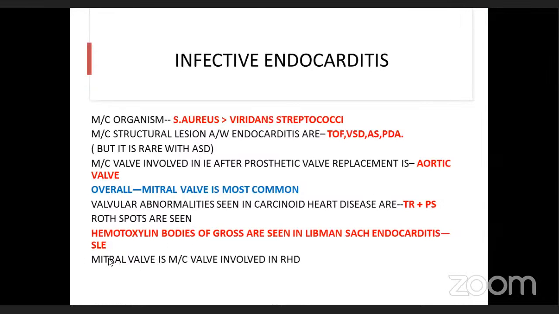And the mitral valve is the most common valve involved in rheumatic heart disease also. I mentioned in the previous one, in rheumatic heart disease, the mitral valve is involved. So you have a Carey Coombs murmur. That's because of acute mitral valvulitis, you get the Carey Coombs murmur. So the most common valve getting involved is the mitral valve. But if there is another cause, that is prosthetic valve replacement, you will have aortic valve involvement.